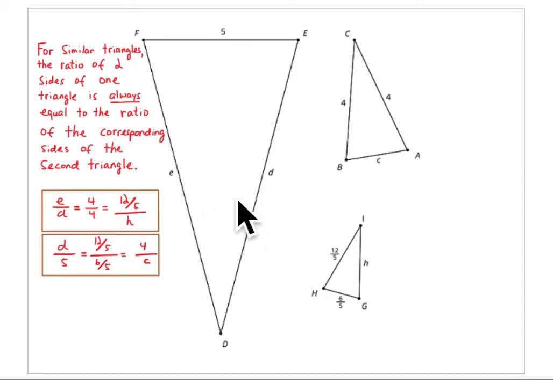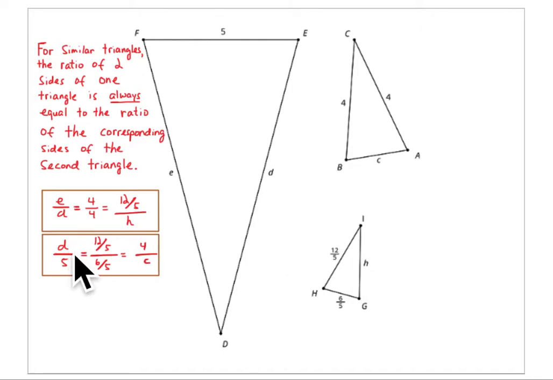All right, so the ratio of D to 5, so D to this 5, is the same as 12/5 to 6/5. So 12/5 to 6/5 is the same as 4 to C. So this 4 to this C. Well, this gives you the answer here. 12/5 to 6/5, the ratio of 12 of something to 6 of something, no matter what those things are, in this case they happen to be fifths, is 2 to 1. So there's twice as many fifths in 12/5 as there are in 6/5. So this ratio D to 5 also has to be 2 to 1.